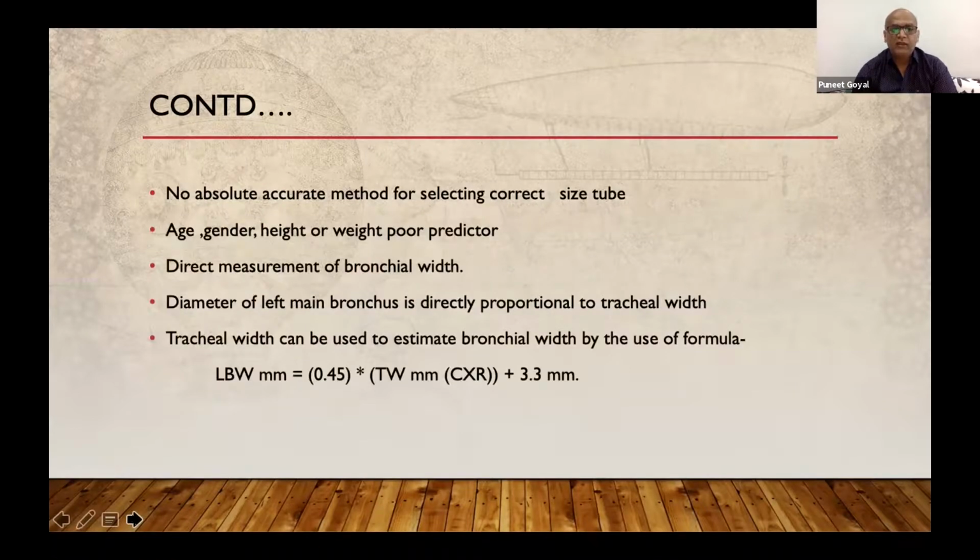There is no absolutely accurate method for selecting the correct size tube. Age, gender, height, and weight are poor predictors. Direct measurement of the bronchial width by imaging is a good method, and the diameter of the left mainstem bronchus is directly proportional to the tracheal width. So if you are able to measure the tracheal diameter, you can easily calculate the left bronchial width. This is the formula: 0.45 times tracheal width in millimeters on chest X-ray, plus 3.3. That should be the diameter of the left mainstem bronchus.